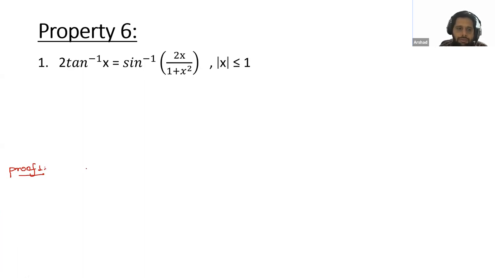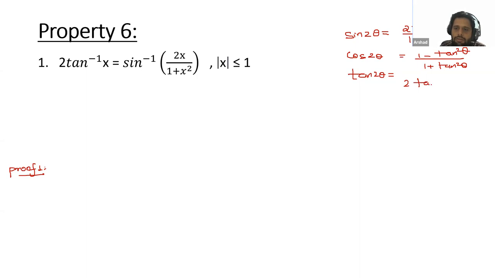Now, we have 3 formulas in terms of tan. I will write the formulas here. Can anyone tell me what is sine 2 theta in terms of tan theta? I guess we have discussed these formulas earlier also. It is 2 tan theta by 1 plus tan square theta. Cos 2 theta is 1 minus tan square theta by 1 plus tan square theta. Tan 2 theta is 2 tan theta by 1 minus tan square theta.